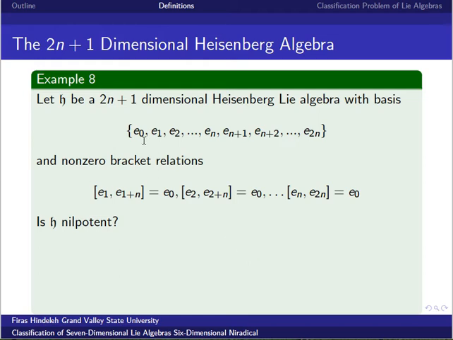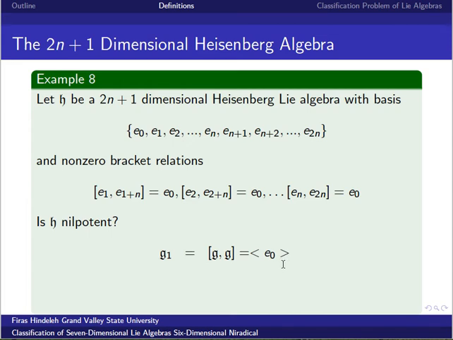So we take E1 with En plus 1, and that gives you E0, and E2 with En plus 2, that's always going to give you E0. So the right-hand side is always going to be E0. So when we bracket G with G, it's just going to give me E0.